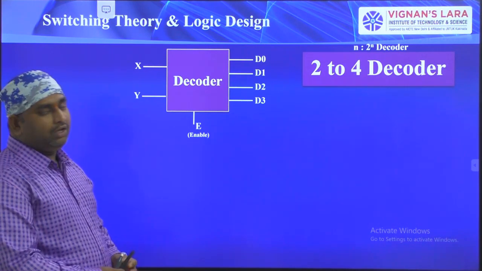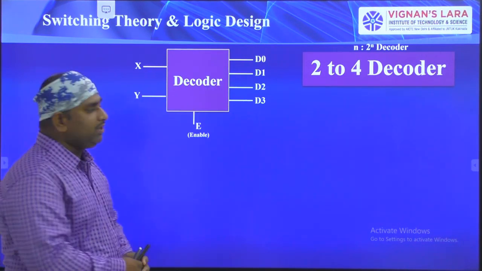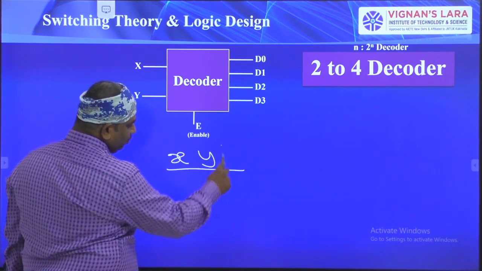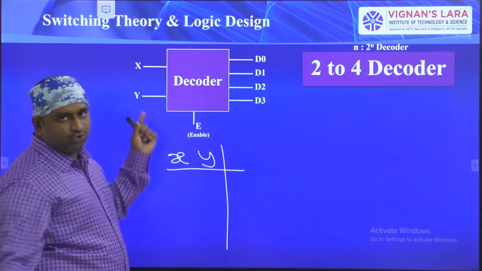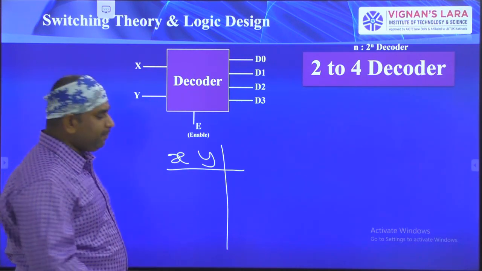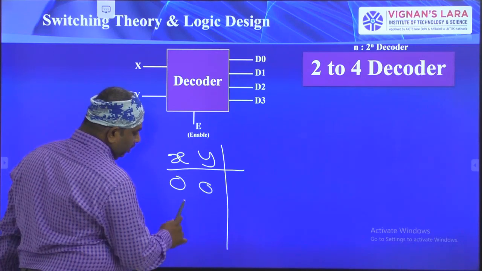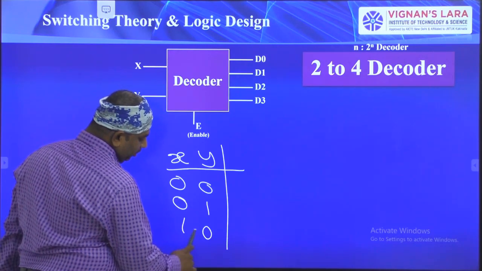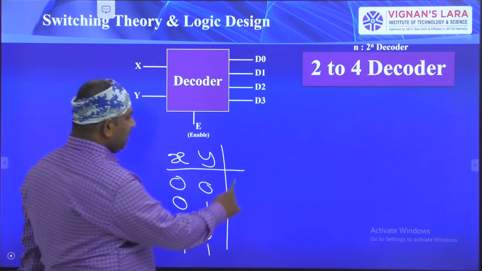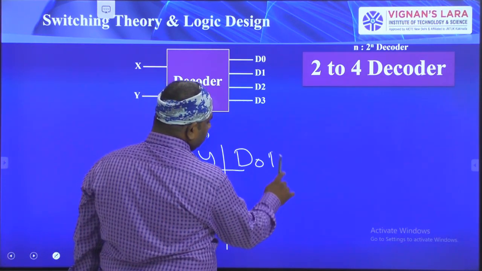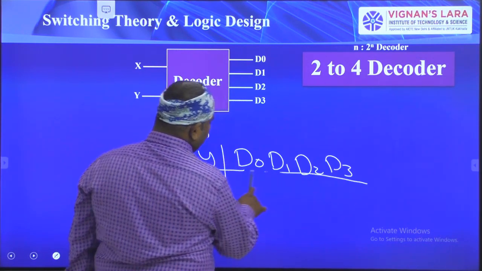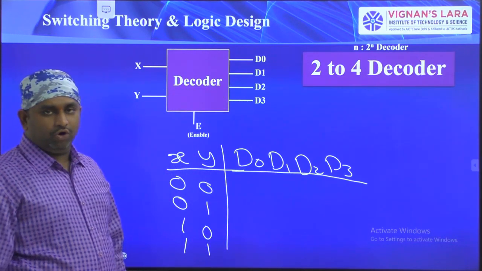Now coming to the relation between x and y. For example, see here, x and y. These two are the input signals, and generally these two inputs are binary inputs. So what are the maximum possible combinations? 0 0, 0 1, 1 0, 1 1. These are the possible combinations of inputs. And coming to the outputs, D0, D1, D2 and D3, these are the 4 outputs.